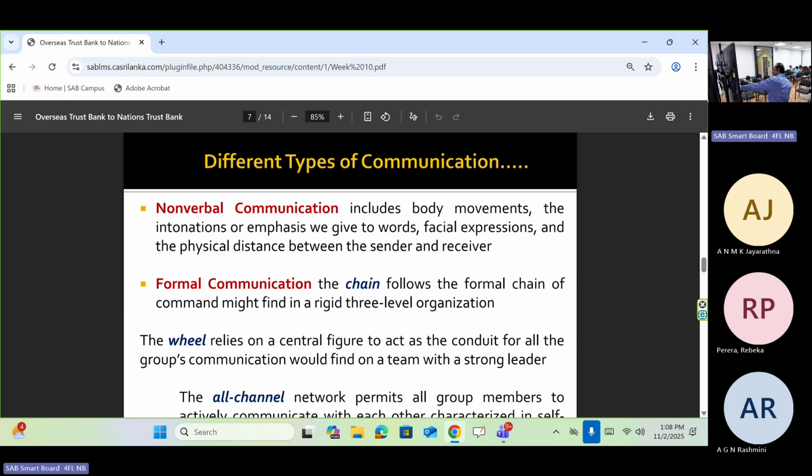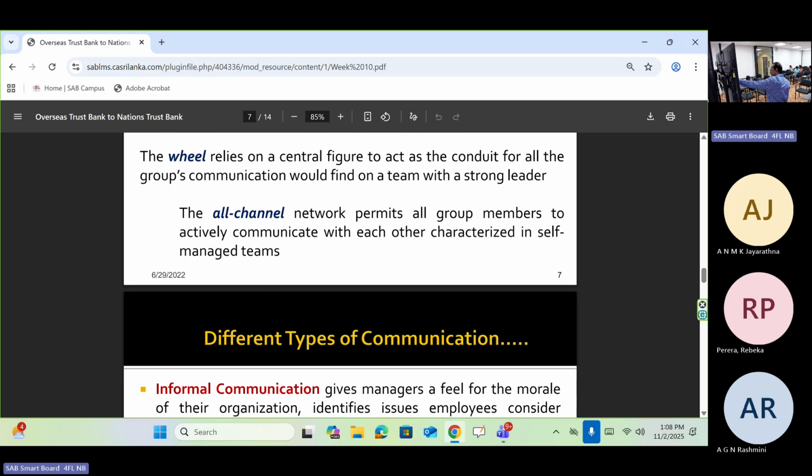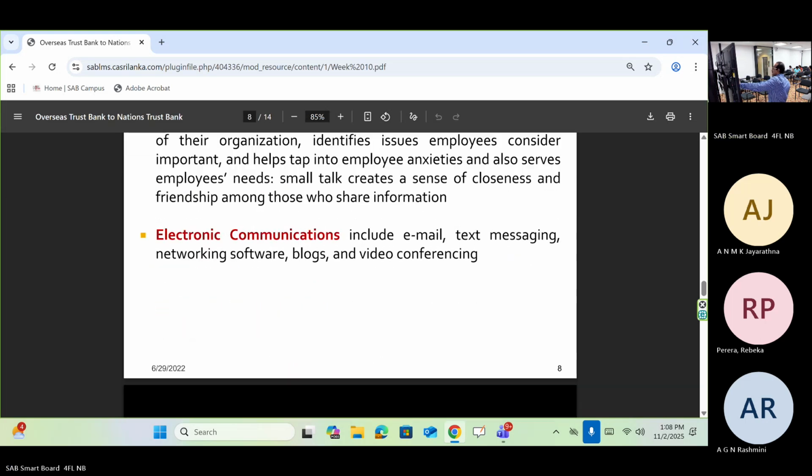Then the last one is electronic communication. Include all, the classification method, the electronic medium, electronic form. Right. It includes all the examples given there, most examples, not all. Email, SMS, network software, blogs, video conferencing, Facebook, Twitter, Messenger. All of them go as electronic.